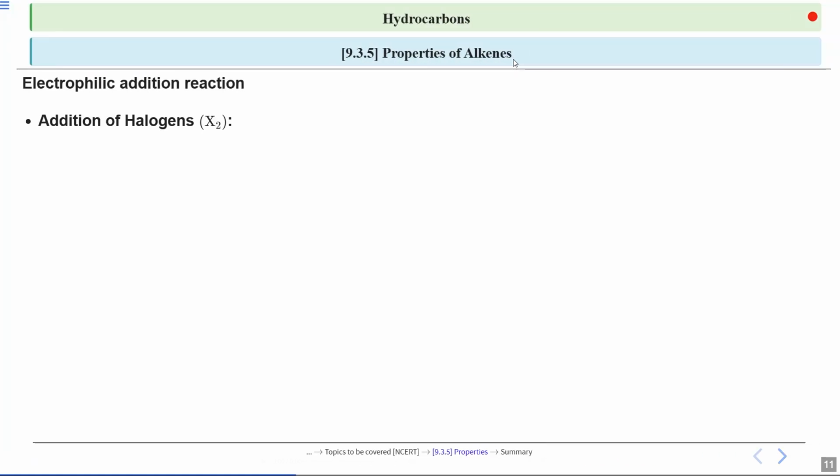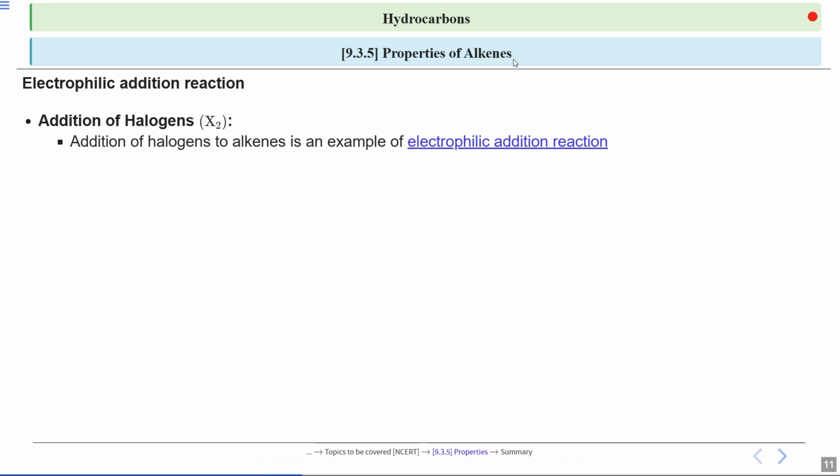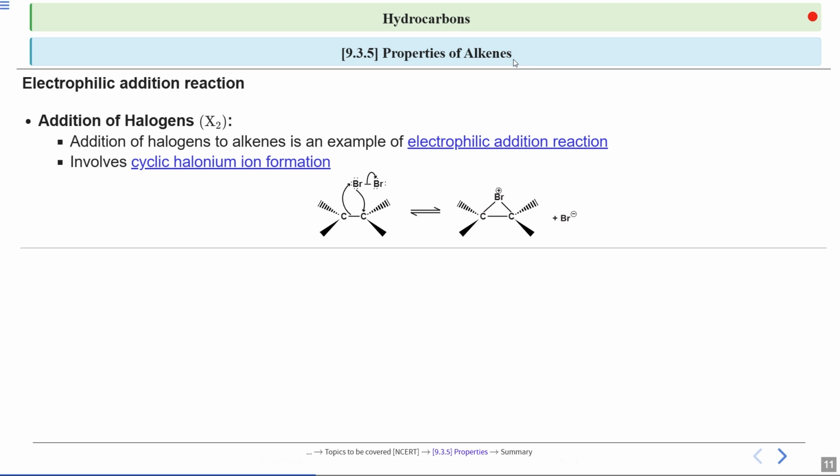Now moving further to this addition of halogen, one very important point is here. So of course, it is an example of electrophilic addition reaction, but it involves the cyclic halonium ion formation. How is it represented? You can see here, this is your normal alkene. What will happen? So the pi electrons or the pi bond is being donated onto bromine. Got it? And in a cyclic type reaction, we get a cyclic halonium ion.